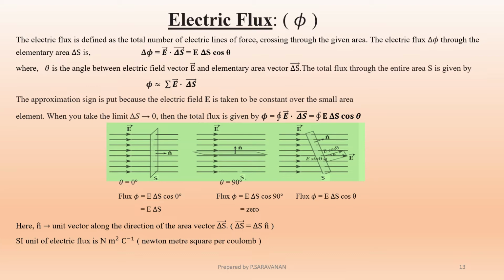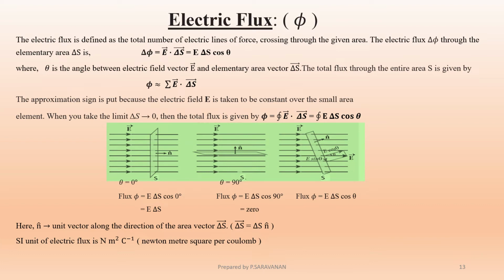In the second picture, you can see that the plane area is held horizontally. Therefore, n cap, which is drawn perpendicular to the plane area, is now at right angle to the electric field E. So, what must be the angle theta here? Good, it is 90 degree. Therefore, cos 90 is equal to how much? 0. And hence the total flux phi is equal to E delta S cos 90, which is equal to 0. Definitely you can understand that no single line can pass through the given area because the area is now held horizontally. Now come to the third picture.